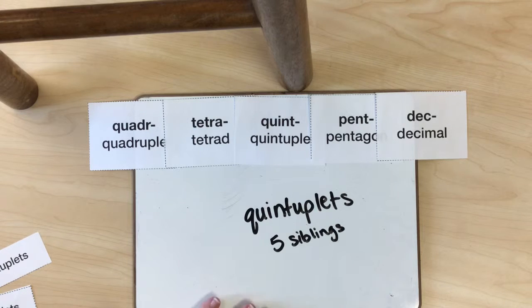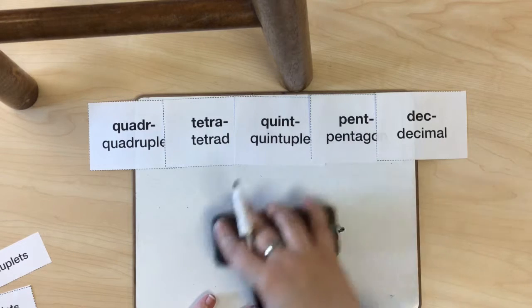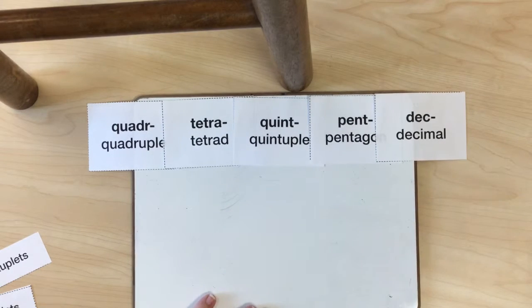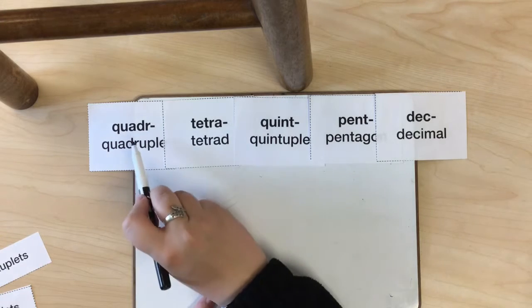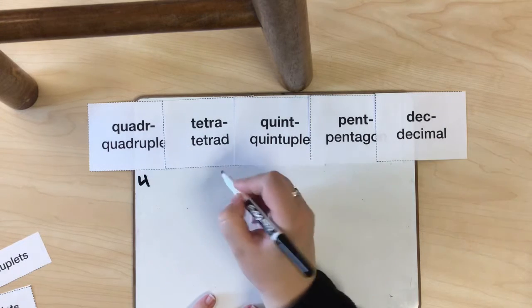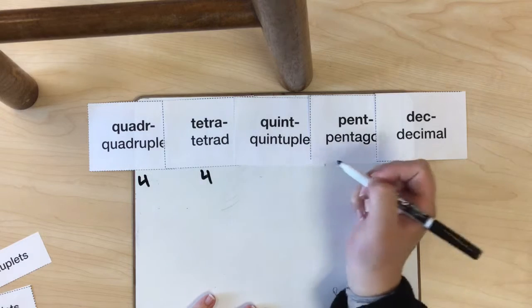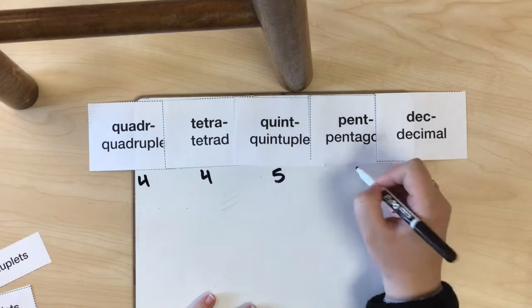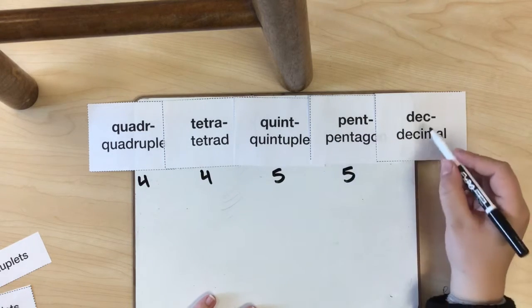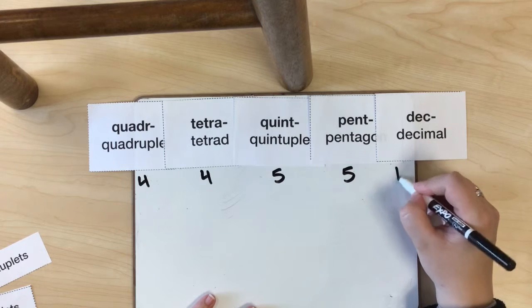Quadruplets, quintuplets. Okay, so go ahead and practice this with the rest of your words, getting as close to the meaning of the word as you can, knowing that quadra means 4, tetra means 4, quint means 5, pent means 5, and des or dec means 10.